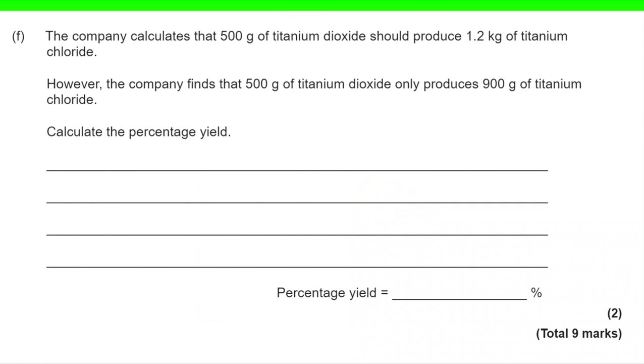And finally, part F. So we've got 500 grams of titanium dioxide should produce 1.2 kilograms, but it only produces 900. It's actually a very straightforward percentage yield question. I've made 0.9 kilograms, I should have made 1.2. 0.9 over 1.2 multiplied by 100, 75%.